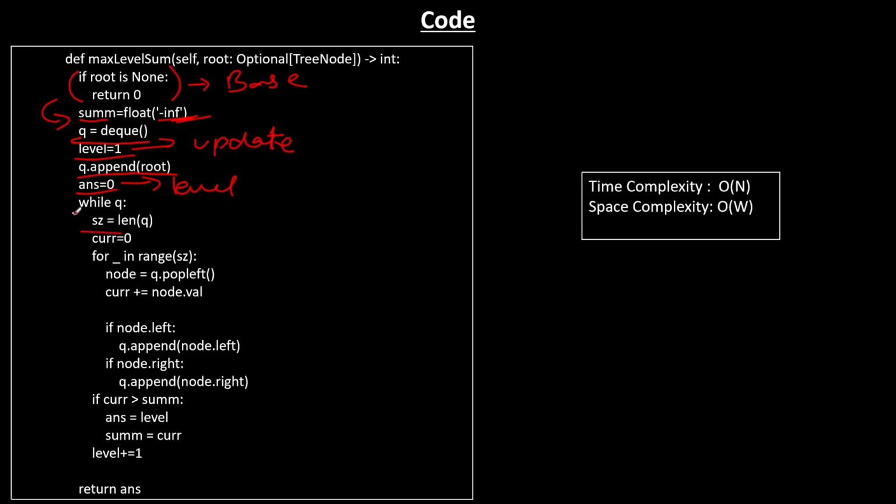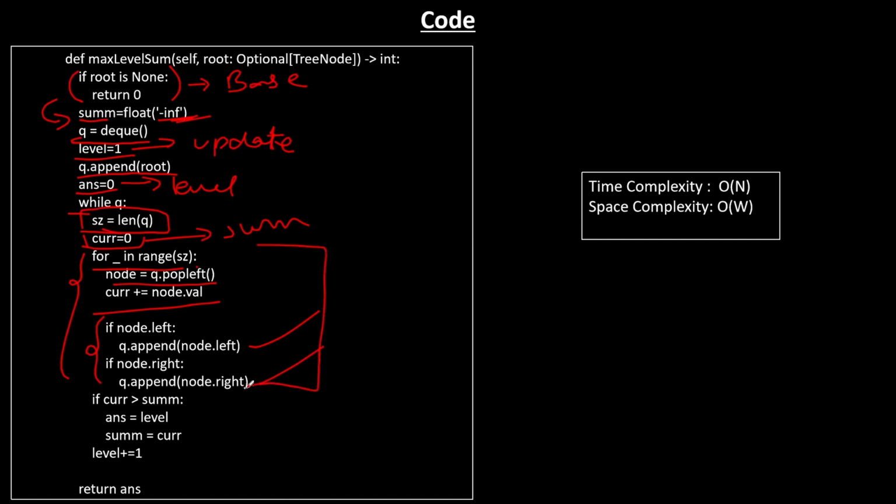If you could see, in the while loop we have taken the size of the current level. We have initialized current to 0. This stores the sum of the current level. Now we iterate over this range, we pop the value from the left, we add it to current, we check if left and right exist, and we append them to the queue. After this for loop iteration is done, we check if the current sum is greater than the sum we got previously. If it is, we store the level into the answer and current into the sum. After that, we increase the level. Then we come back to the queue again and do the same thing again and again until the queue is completely empty, and we return the answer at the end.